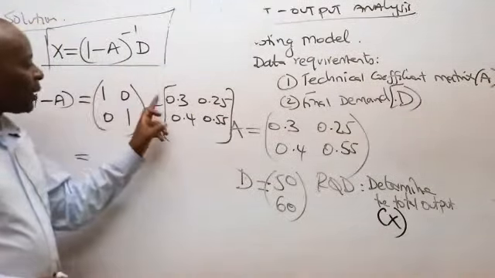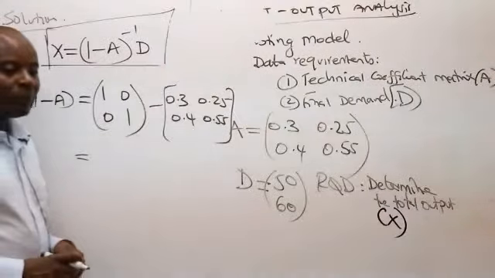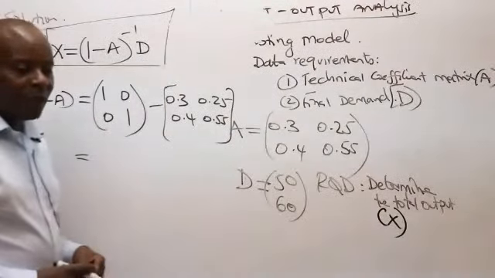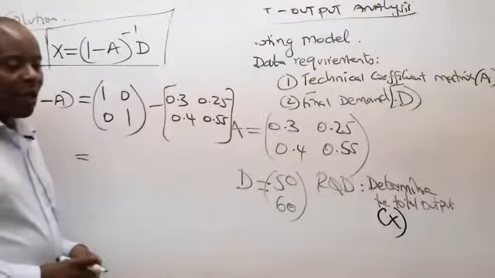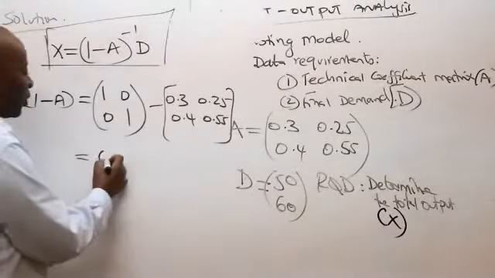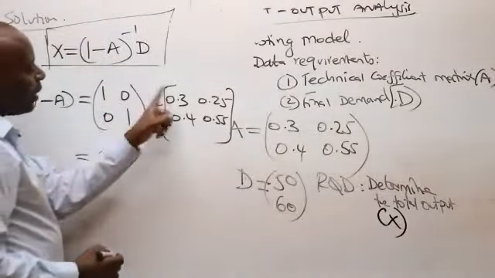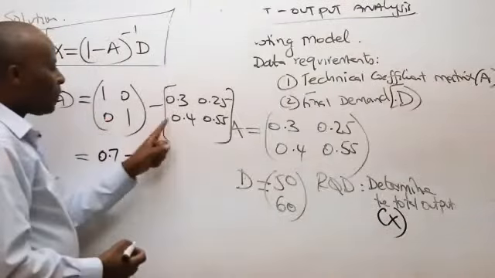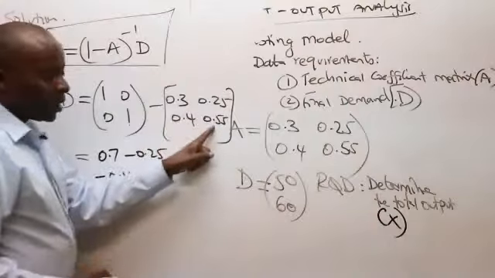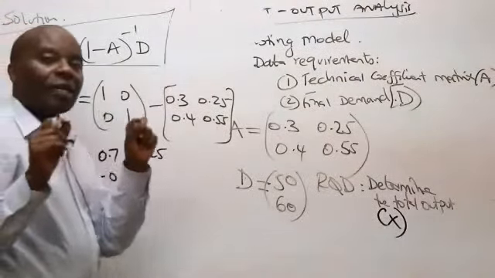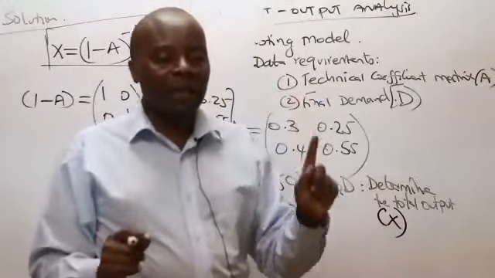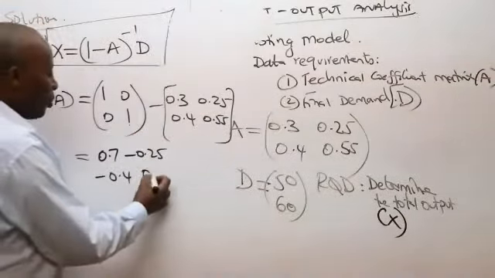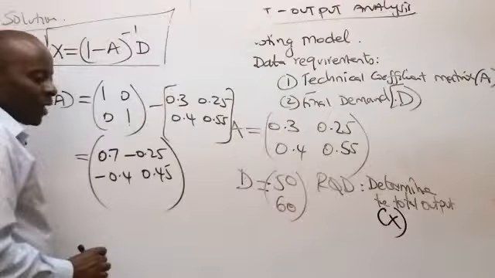So you say 1 minus 0.3, how much? Somebody, 1 minus 0.3? Corresponding elements, who is able to give us the figure? 1 minus 0.3 gives me 0.7. The first one is 0.7. And then we have 0 minus 0.25, which gives us minus 0.25. Then this gives us minus 0.4. We are subtracting corresponding elements. So 1 minus 0.55 gives us 0.45, like that.